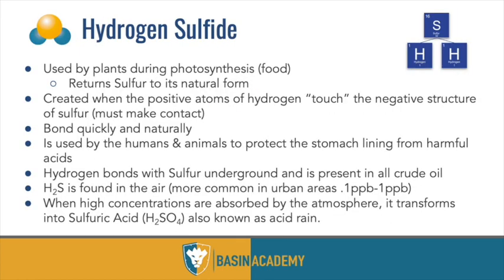So introducing hydrogen sulfide is pretty easy. It's found everywhere. Trace amounts are in pretty much all organics, including plants, who use it during photosynthesis. It returns sulfur to its natural form during that process. It's also generally created when positive atoms of hydrogen touch the negative structure of sulfur. They have to make contact, and once they connect, you can get an H2S. They bond quickly and naturally.